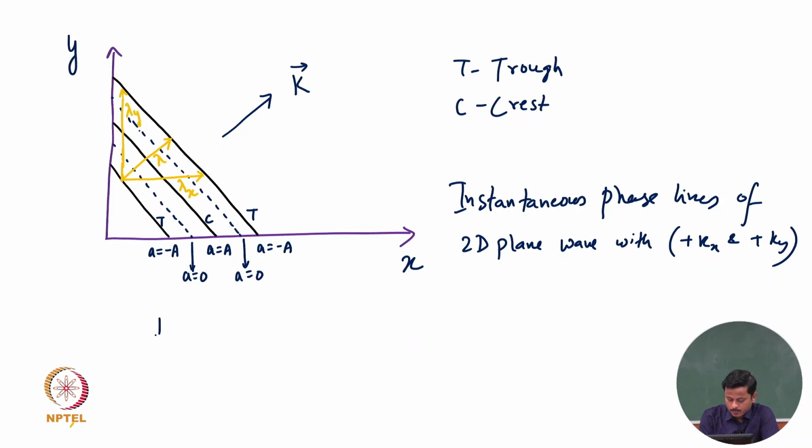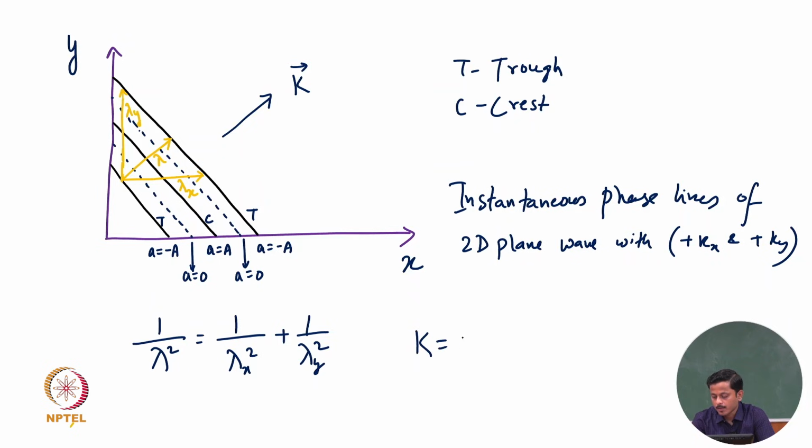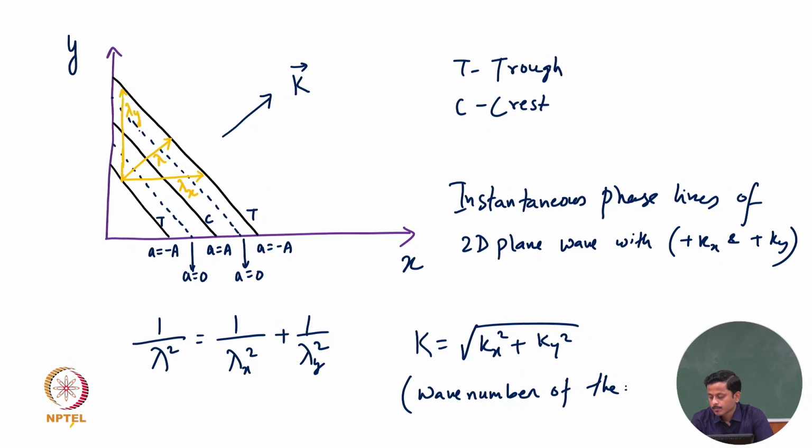The observer sees lambda, and by geometric relationship, 1 by lambda squared is equal to 1 by lambda x squared plus 1 by lambda y squared. And we define a quantity k, where k squared is kx squared plus ky squared, which is called the wave number of the wave. This is the wave number of the wave. As I mentioned, this is an instantaneous phase line of a 2D plane wave, a single wave.